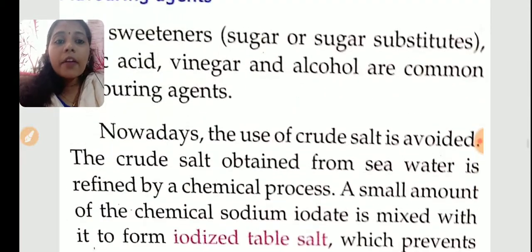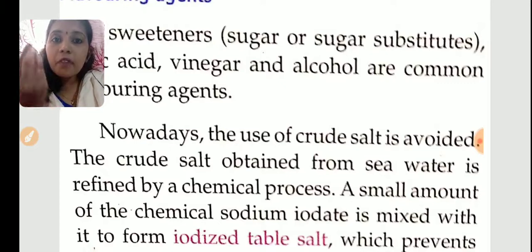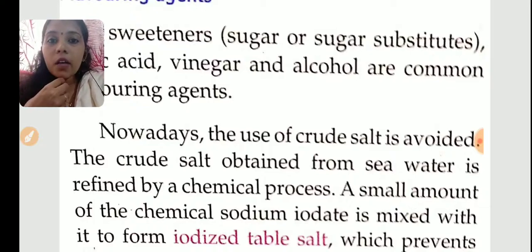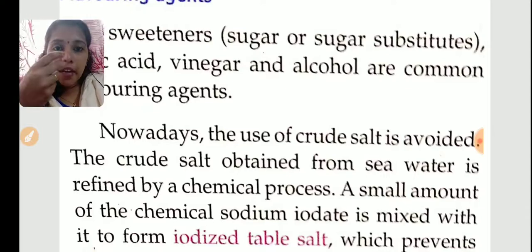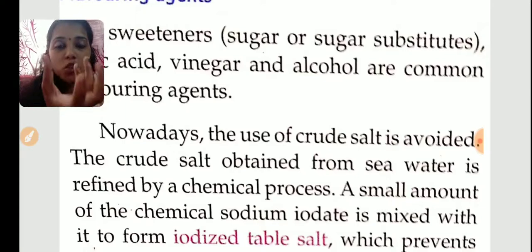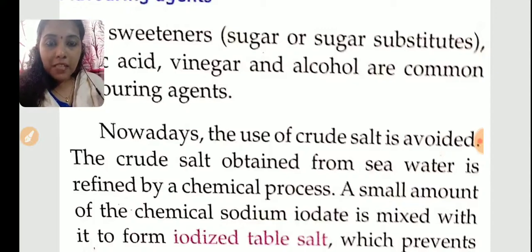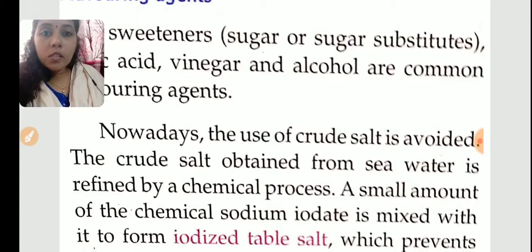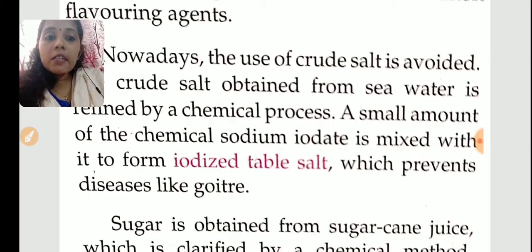See this point. Nowadays, the use of crude salt is avoided. What is crude salt? Crude salt means the salt which is directly taken from sea water. We know that sea water is salty in taste. In earlier times, the sea water would be collected and evaporated, and we would get sea salt. That salt is known as crude salt. And now, in the present condition, people are not using crude salt. Instead, which salt are we using? We will use iodized table salt.